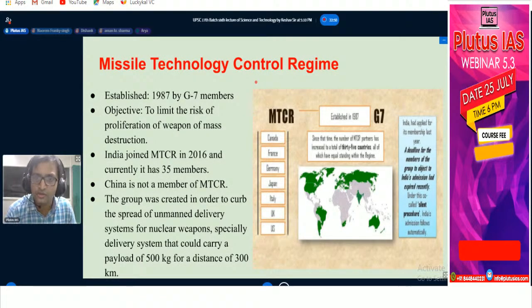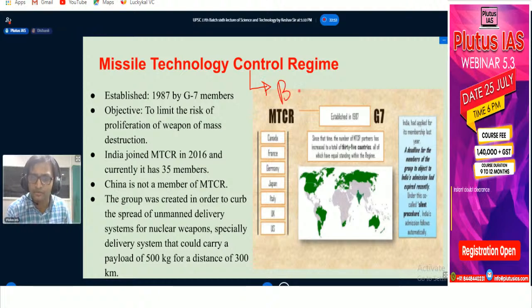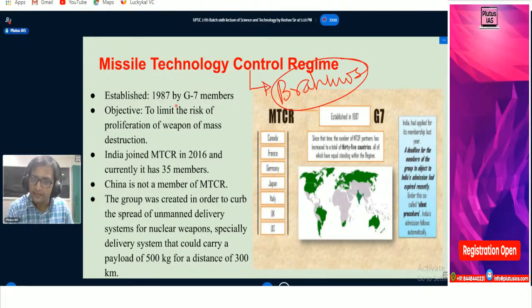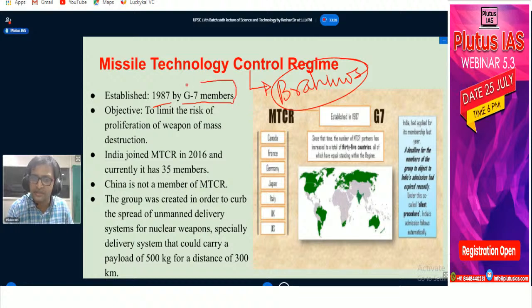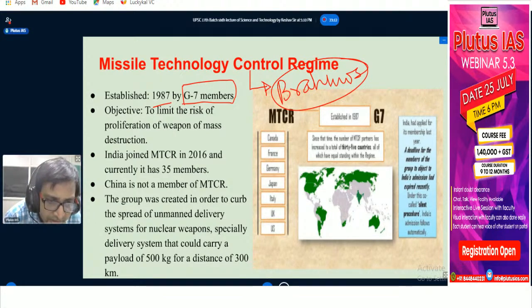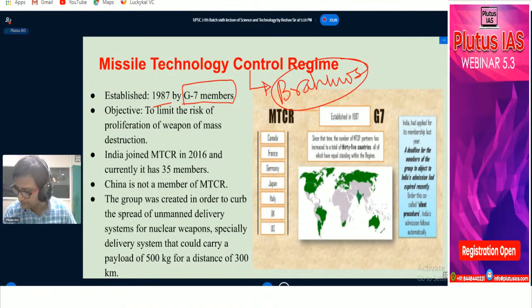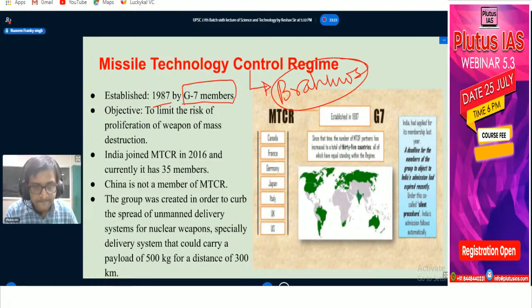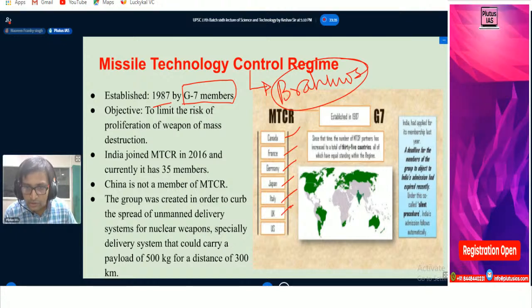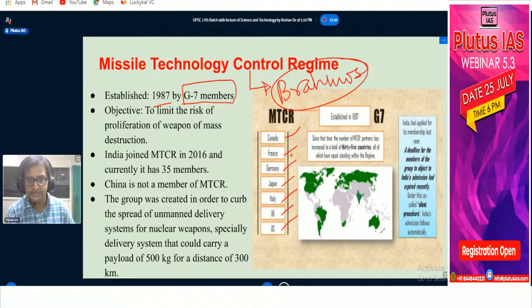Now come to the Missile Technology Control Regime, because it is somehow linked to our BrahMos system. So Missile Technology Control Regime questions can be asked. See, it was established in 1987 by the G7 members. Anyone can tell me which countries are G7 members? It is written below: Canada, France, Germany, Japan, Italy, UK, US. Clear? So you can remember.